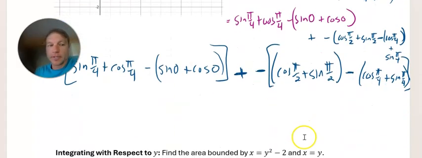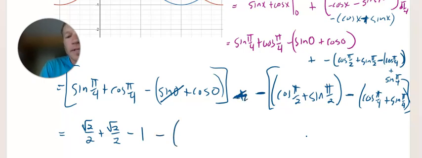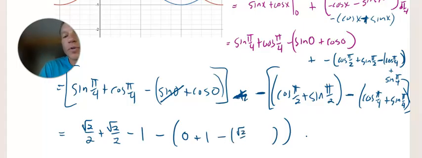Okay, so here we go. Sine of pi over 4, root 2 over 2. Cosine pi over 4, root 2 over 2. Oh, good practice. Minus sine 0, 0. Cosine 0, 1. This is just 1 minus. Cosine pi over 2, 0. Sine of pi over 2, 1. What a great problem for a review. Minus cosine pi over 4, root 2 over 2. Sine of pi over 4, root 2 over 2.